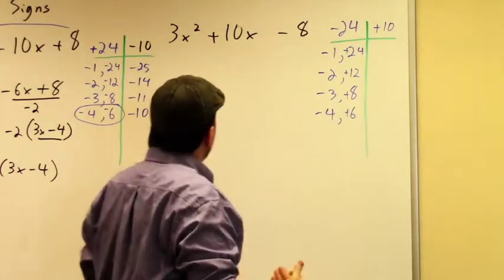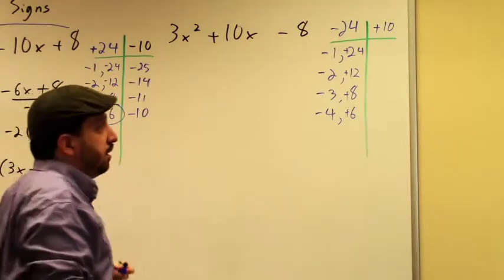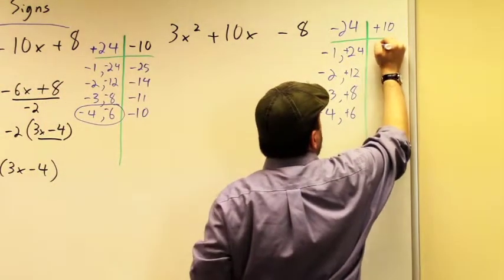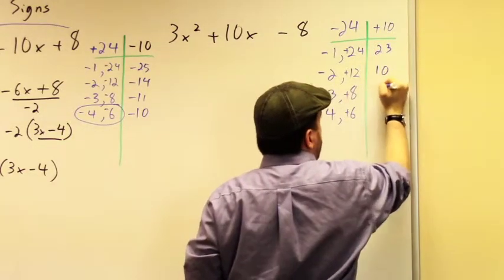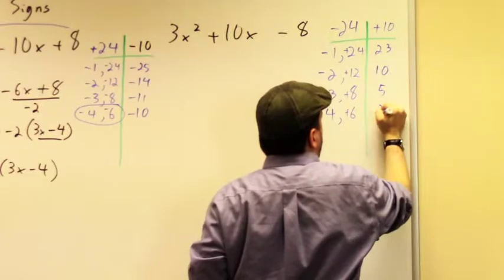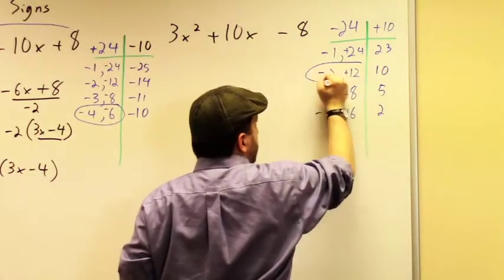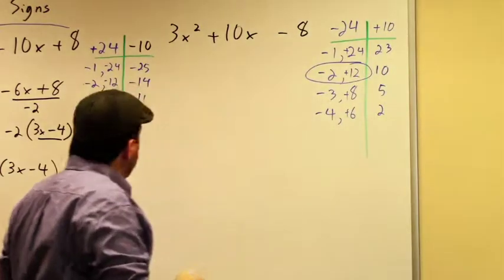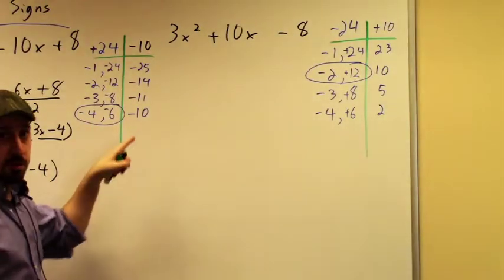So in this case, I'm going to get a completely different list of sums because of my signs. This is going to be positive 23. This is going to be positive 10. This is going to be positive 5, and that's going to be positive 2. And because this is positive 10, this is the pair of factors that I want. So it's a completely different pair of factors than what I had before. It's not 4 and 6 this time, it's 2 and 12.